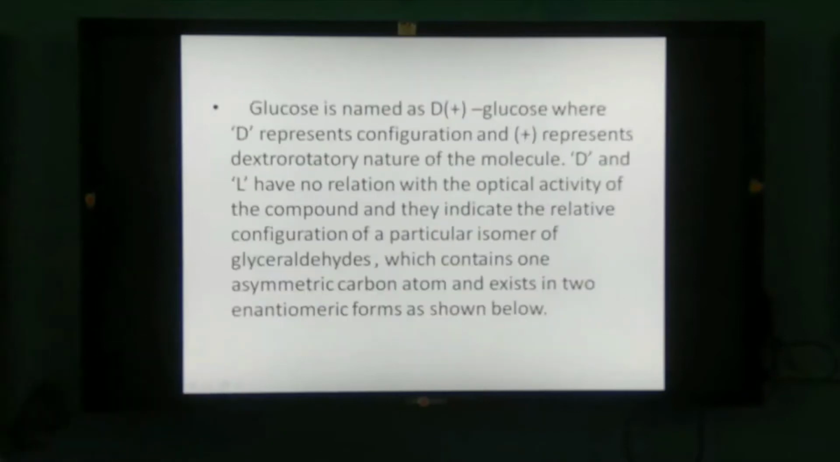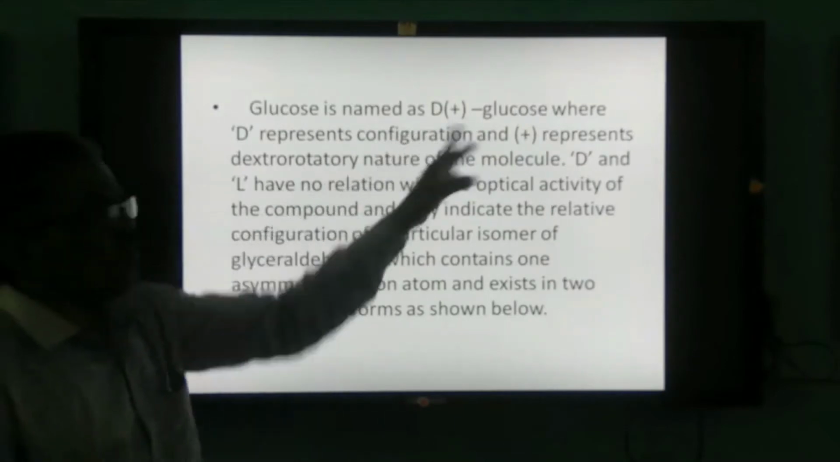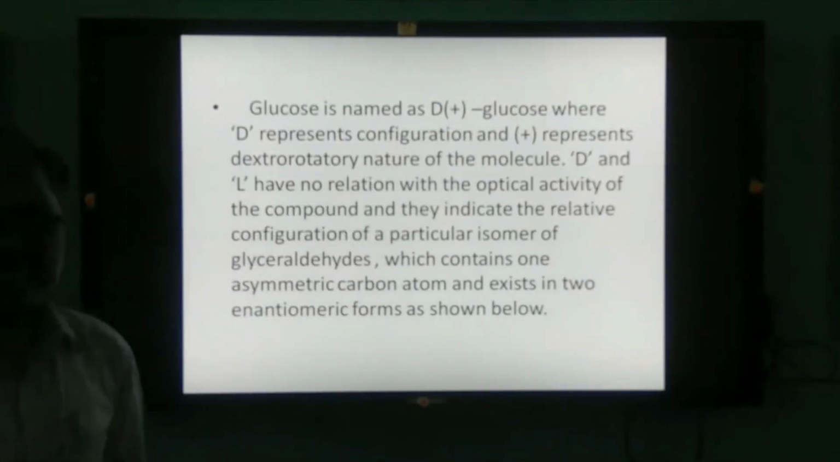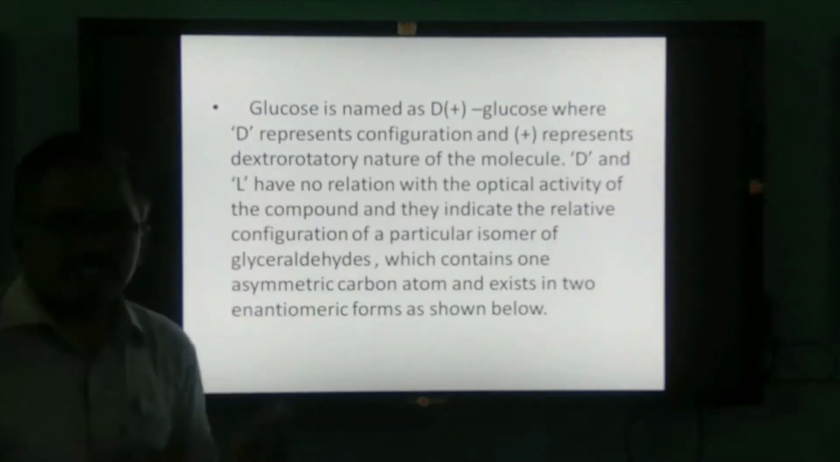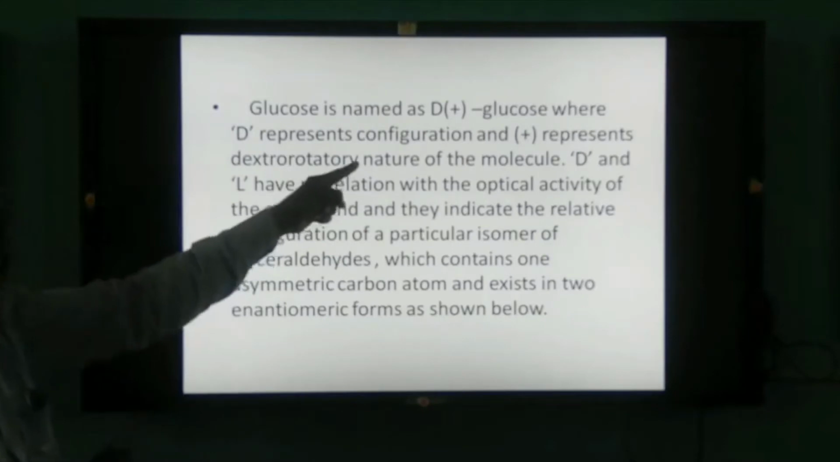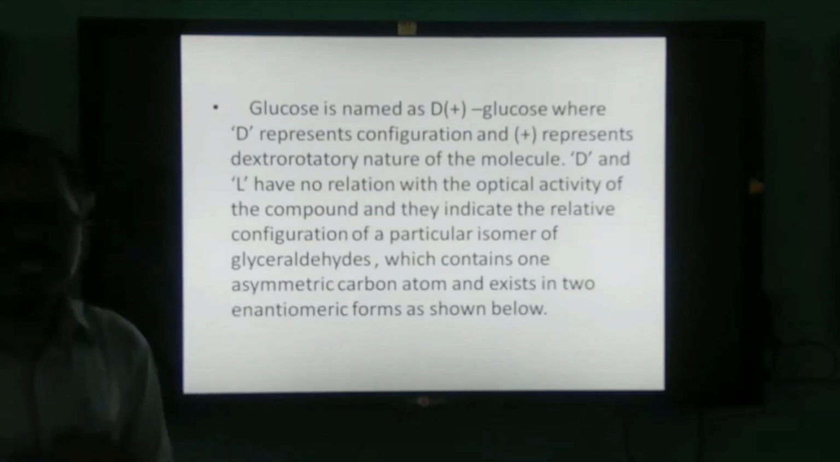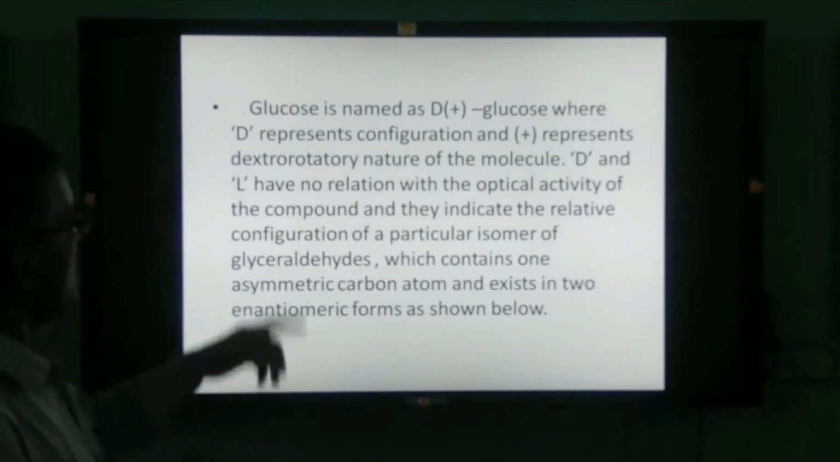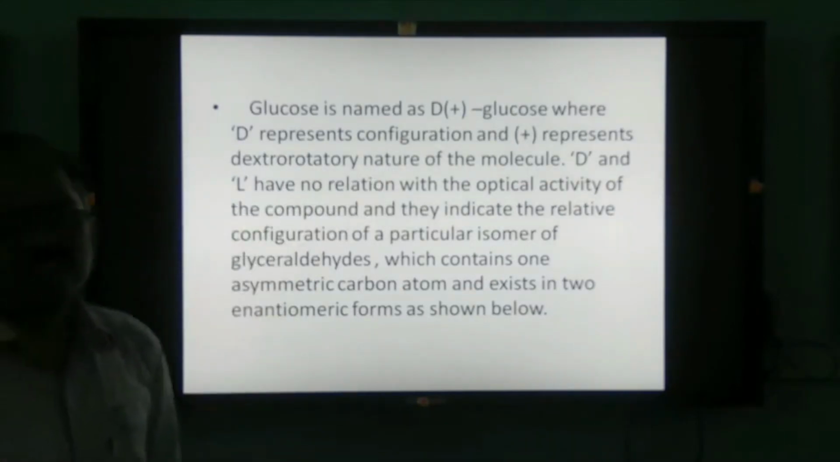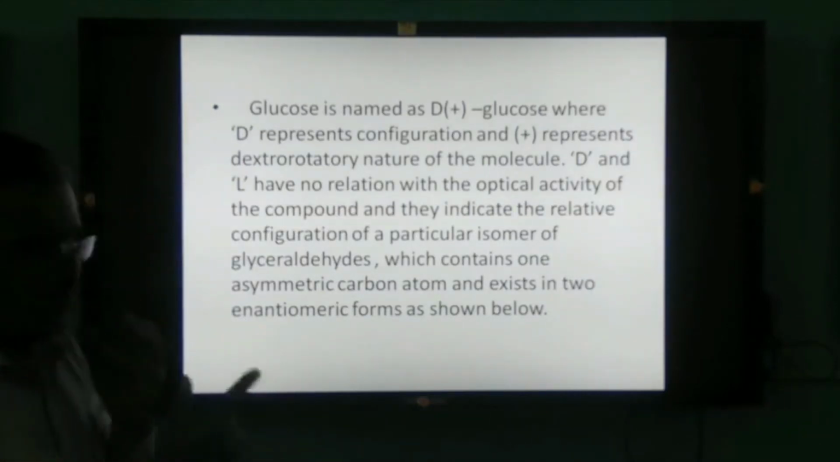Next we will see, glucose is generally named as capital D plus glucose. So what is this capital D? What is this plus? Capital D represents only the configuration, which we'll discuss shortly in the next slide. Capital D is just the configuration, and plus represents the dextrorotatory nature. That means it rotates the plane polarized light towards the right side. The plus symbol represents the dextrorotatory nature of the molecule. Capital D only represents the configuration.